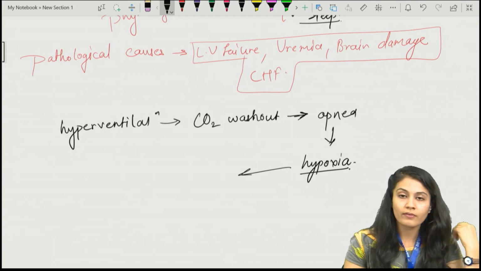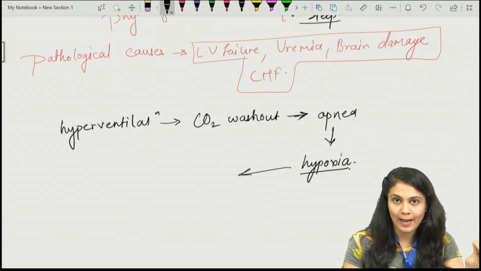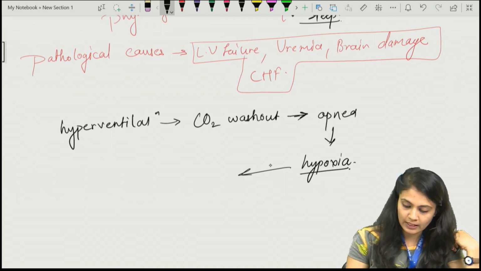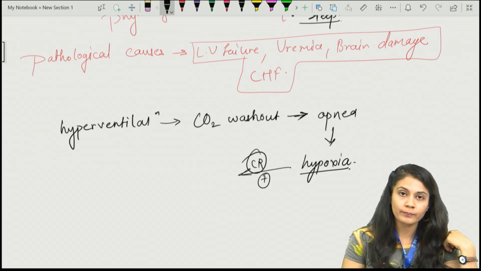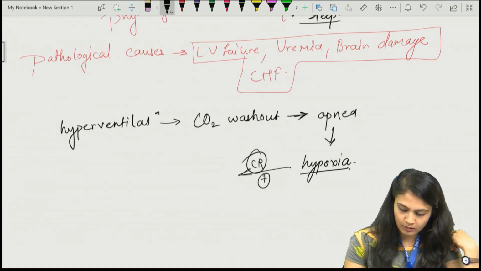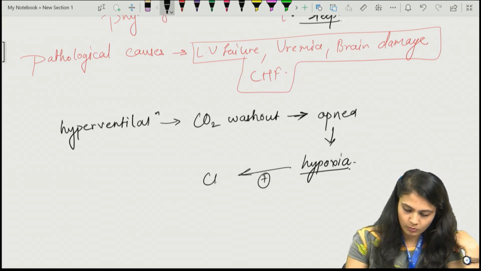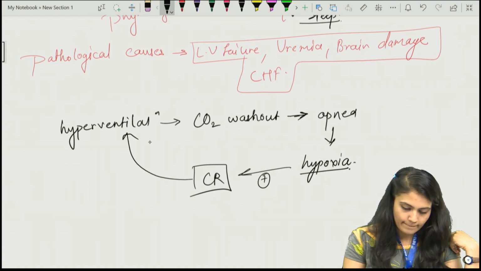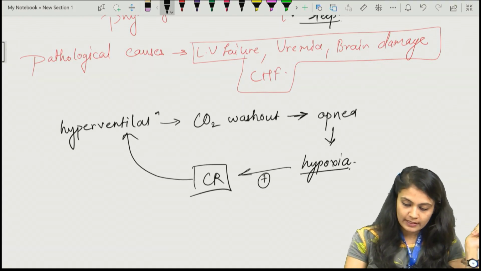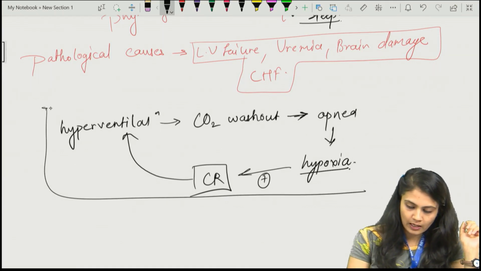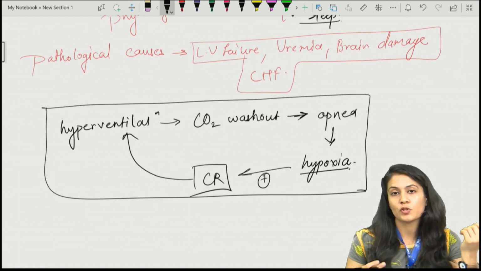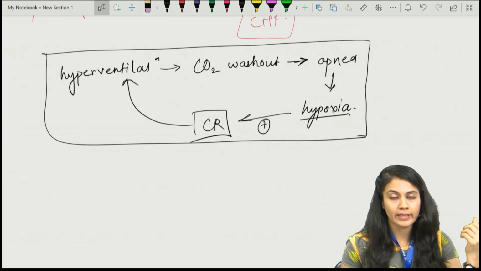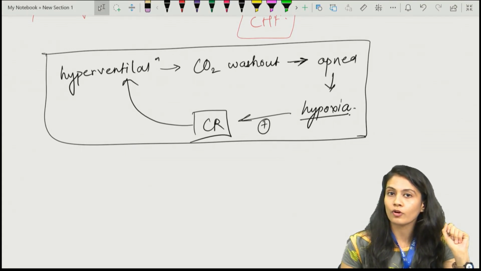Whenever hypoxia is there in the body, it will stimulate the chemoreceptors, which are present in the aortic and carotid bodies. Through the chemoreceptors, the patient will again start to hyperventilate, and hyperventilation will go on. This cycle will go on and on in Kindstalk breathing, especially in high altitude areas. So this is the mechanism of the crescendo-decrescendo pattern of Kindstalk breathing.